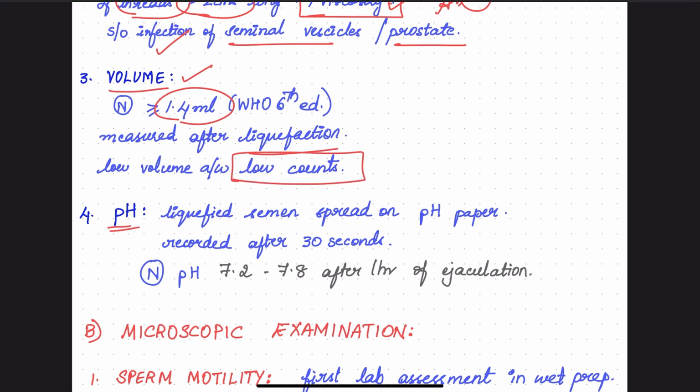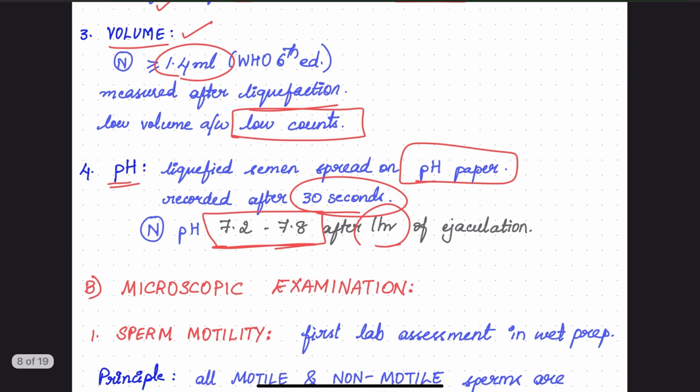Next is pH. The liquefied semen is placed on pH paper. It is spread over the pH paper, and after 30 seconds, you measure the pH. Normal pH is between 7.2 to 7.8 after 1 hour of ejaculation. This is the end of physical examination.